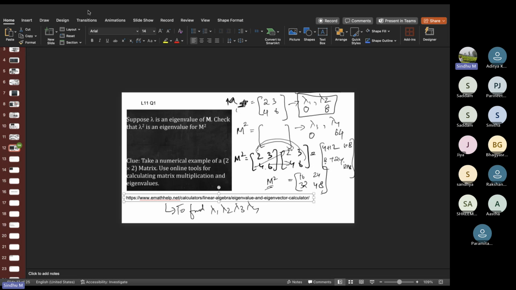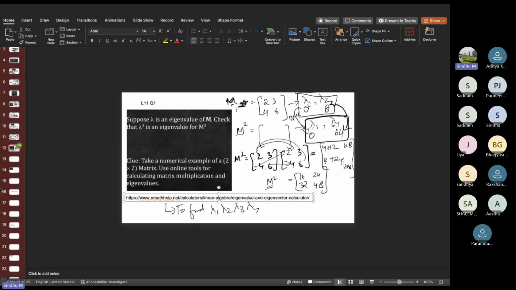So we can see that this is a square value. Square of 0 is 0 and 8 square is 64, which is what they have asked to take in the question, that lambda is the eigenvalue for m and lambda square is the eigenvalue for m square. So we have verified this.